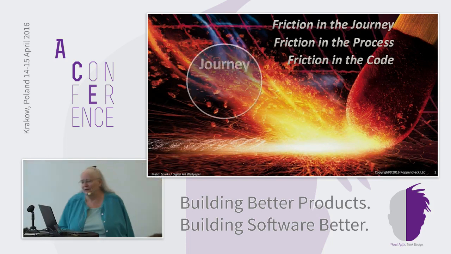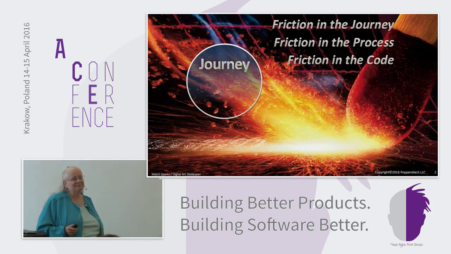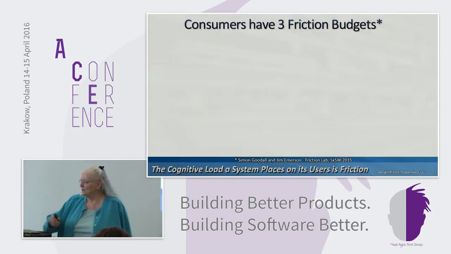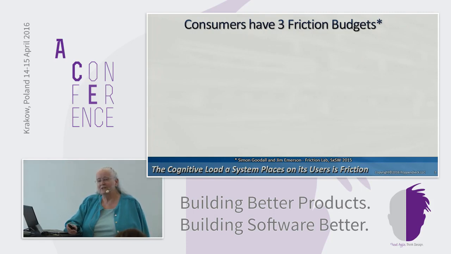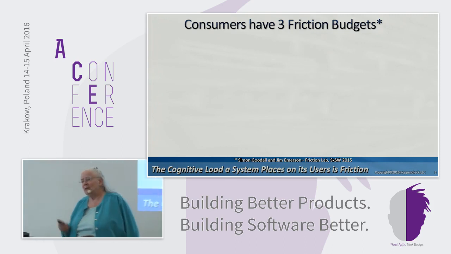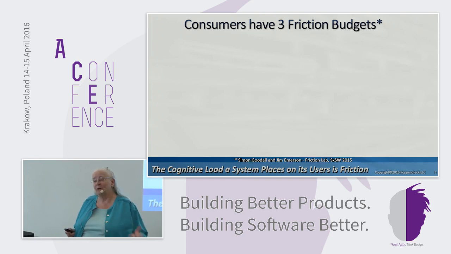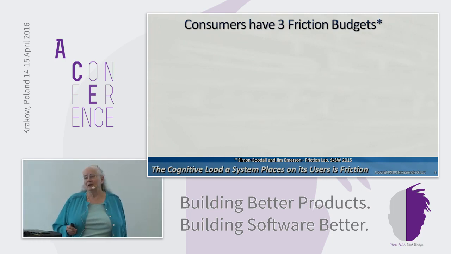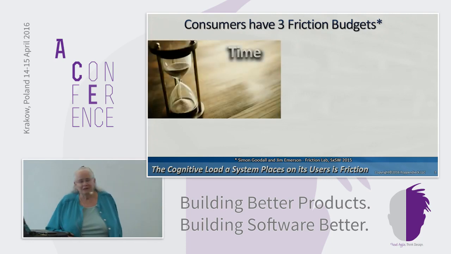So let's start out with friction in the journey. I was looking at a South by Southwest conference in Austin, Texas, and there was this really cool thing called Friction Lab. They had all the slides available. Sam Goodall put it on, and it was a really interesting concept that they introduced there, and that is people who are using an app or a website or any type of tool like that have 3 friction budgets. And when their budget's used up, then you are in trouble, or your system is in trouble. The first budget is time.